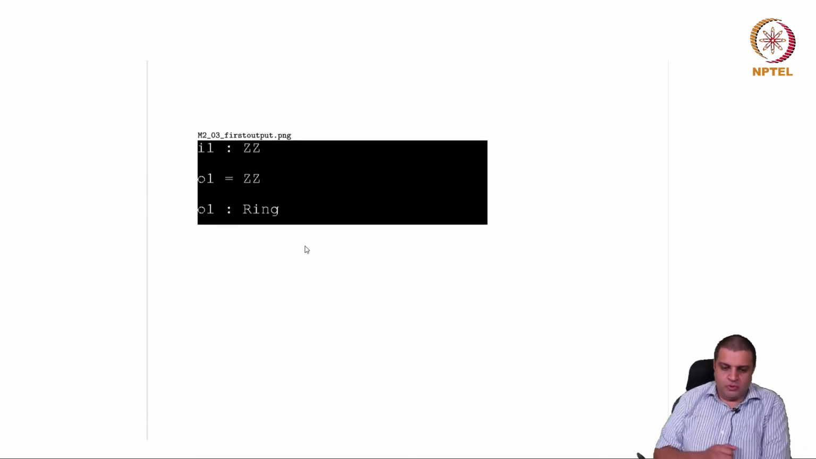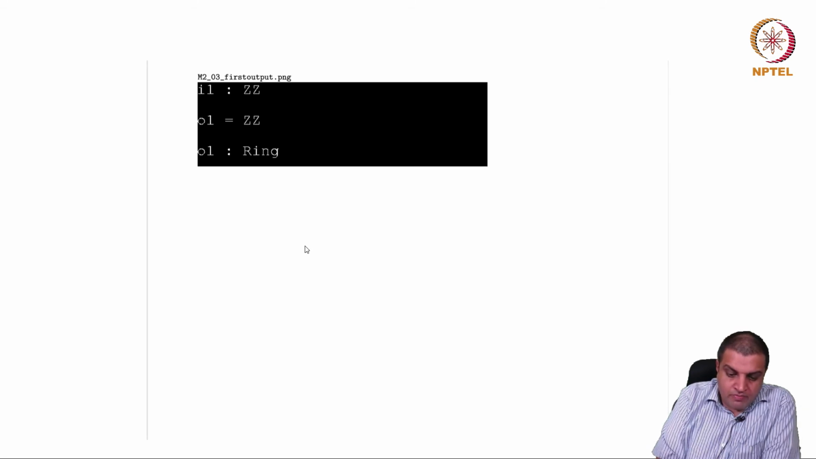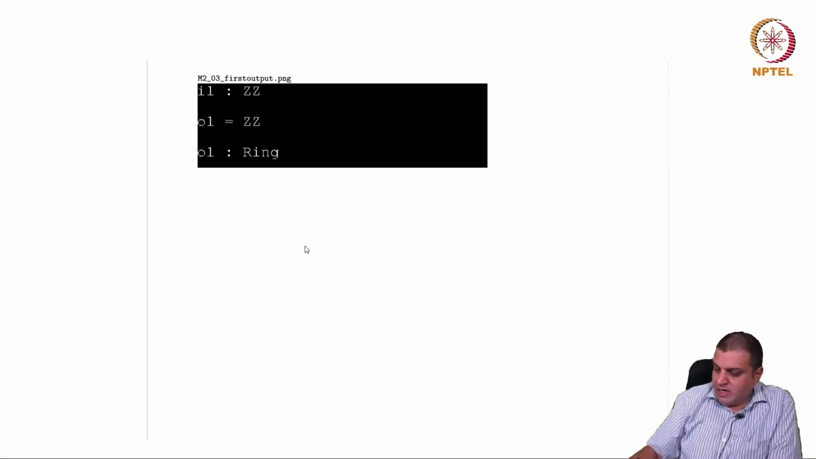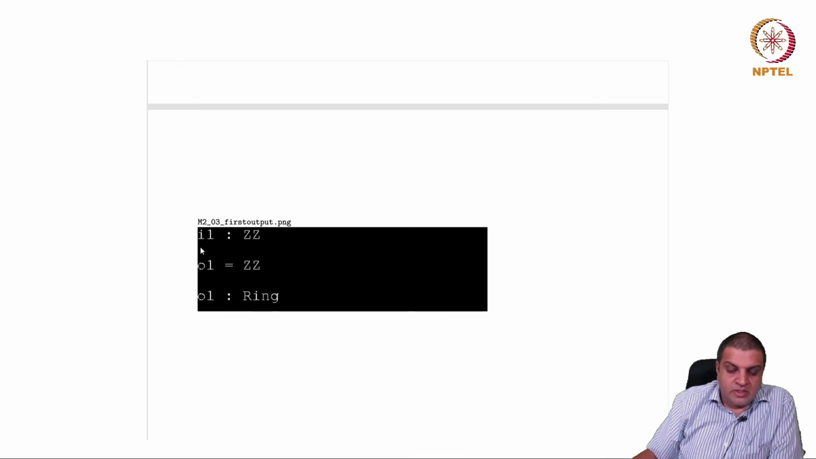So here's the output. It says the first output line. Input lines are marked with an I, output lines are marked with an O, and it says O1 is ZZ. That's just acknowledging what it understood. And then it says O1 is a ring. So here this is the class of this object, and we don't need to worry about it a lot, but soon we will have to worry.